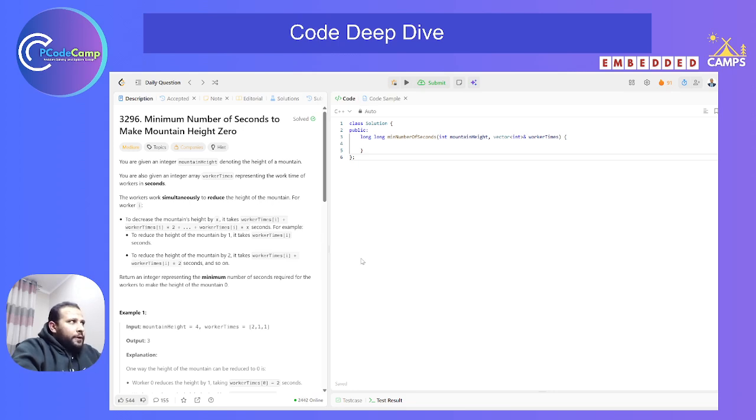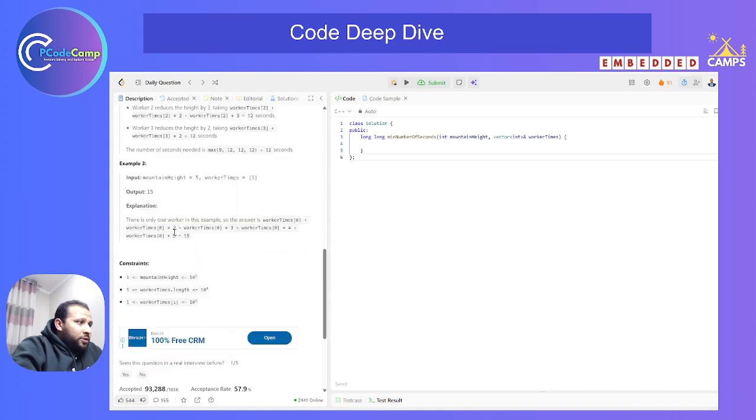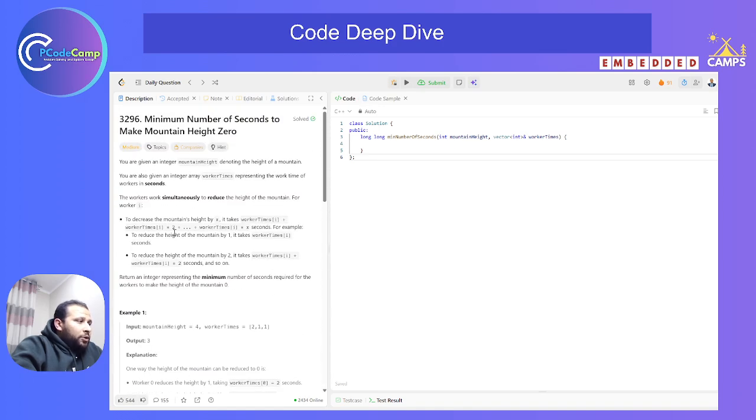So our goal here is to split the work among the workers so that the maximum time is as small as possible. So we can summarize this problem, to avoid reading everything.